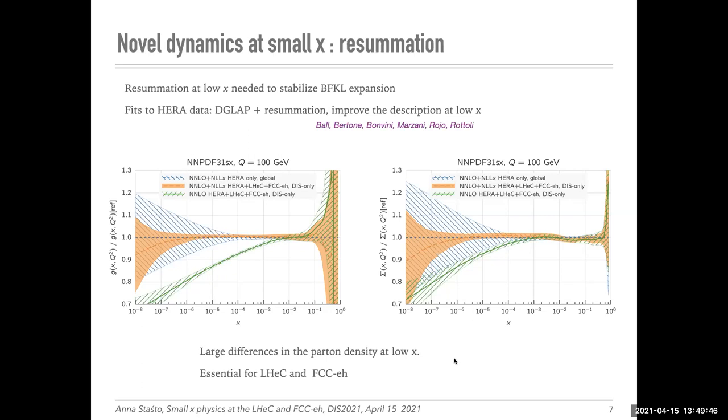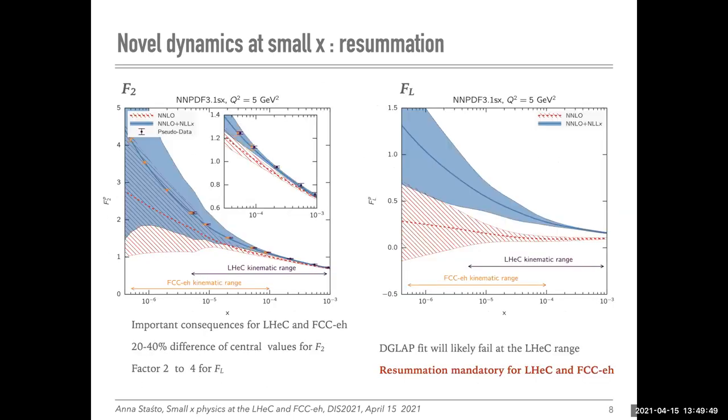This is for the gluon, this is for the quark. One can look at it from a different perspective, just at the structure functions themselves. So here you see the simulated data for FCC and LHeC. And then in blue, it's the calculation based on DGLAP plus resummation. So the data lie on the central line, and this is the uncertainty. But then the fixed order calculation would give you this red band. So the central value is shifted with respect to the resummed calculation.